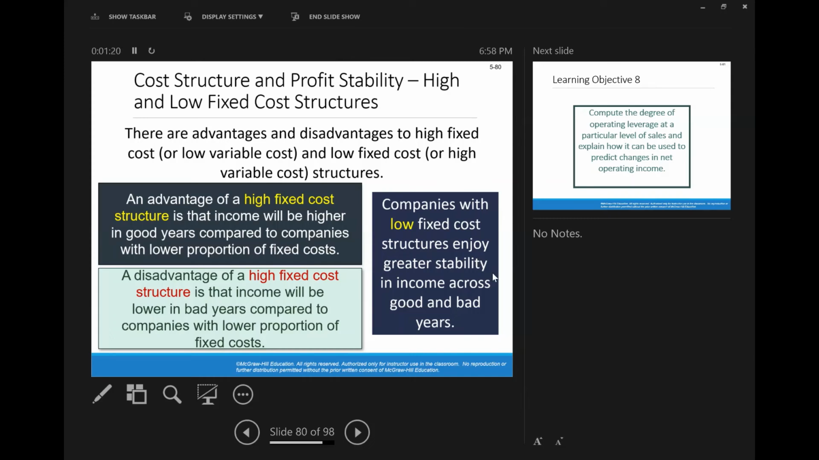So companies with low fixed cost structures enjoy stability in income across good and bad years. If we have that low fixed cost, then you don't have to cover as much, so when you have those bad years, obviously it's not going to be so bad for you. But if you have a lot of high fixed costs, obviously you're going to be struggling in a bad year, because you're having to cover all those high costs.